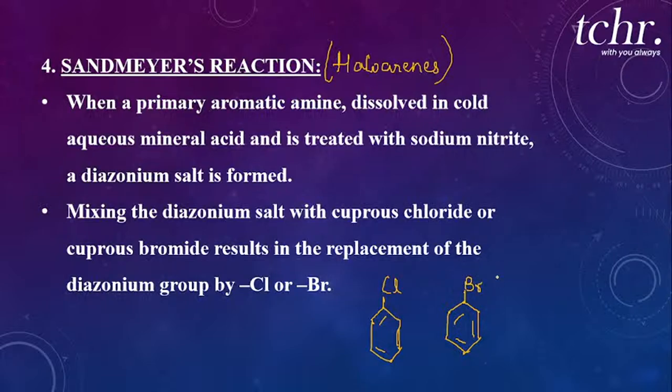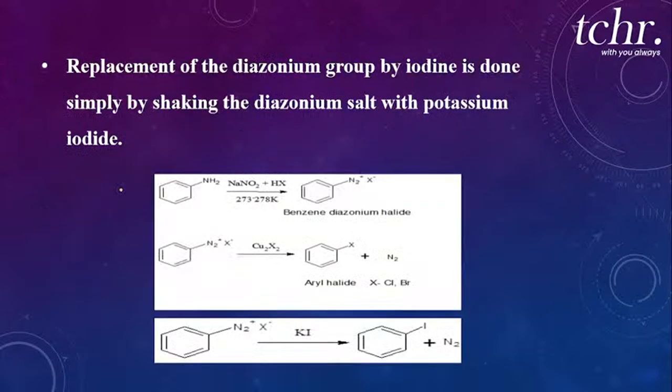So here, as you can go through the slide, a primary aromatic amine dissolved in cold aqueous mineral acids is treated with sodium nitrite. We have to take a mineral acid with sodium nitrite. A diazonium salt is formed, and now mixing this diazonium salt with cuprous chloride or cuprous bromide results in the replacement of the diazonium group by Cl or Br. You can go through the equation, my dear students, here.